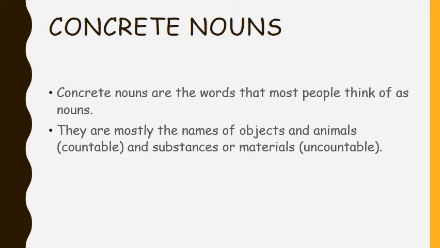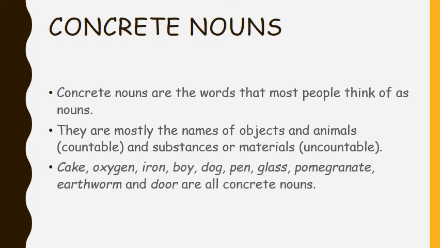If I can, for example, touch it, I can see it, a dog, an animal, an object, all of these are called concrete nouns. For example, cake, oxygen, iron, boy, dog, pen, glass, pomegranate, earthworm, and door are all concrete nouns.